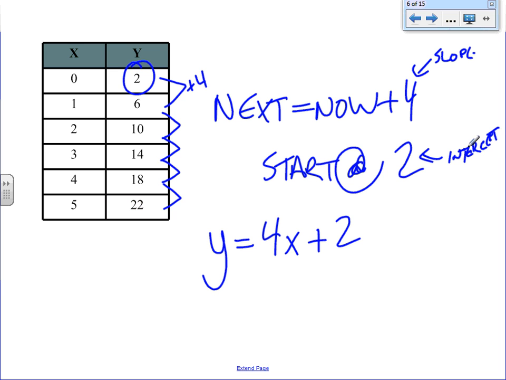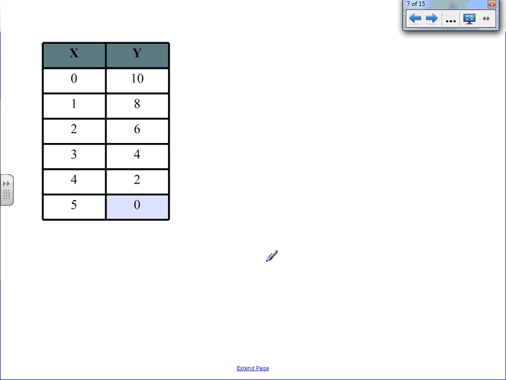I try to write really small. It doesn't like that, but we'll go with it. Okay? So y equals 4x plus 2. Now try this one. Why don't you try this one?